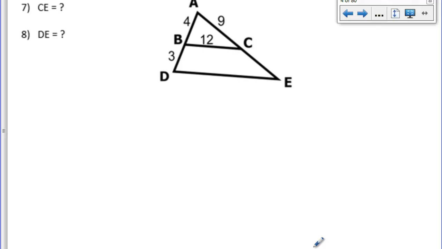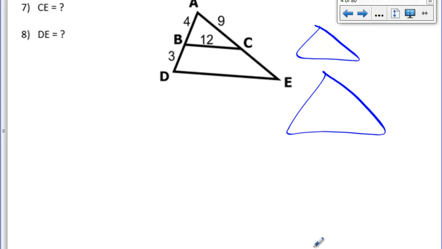Number 7, we're told that BC is parallel to DE. You can take this one shape and imagine that it's really two triangles where 4 and 9 are the lengths of two of the legs for the first triangle, and then 4 plus 9 is 13... and 7 is the length of one leg of the larger triangle. So let's figure out what CE is.